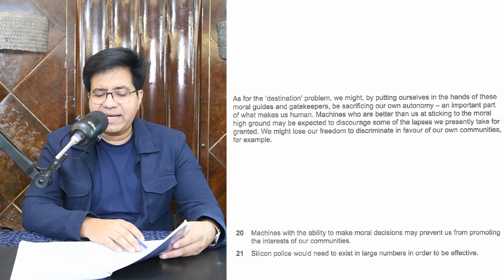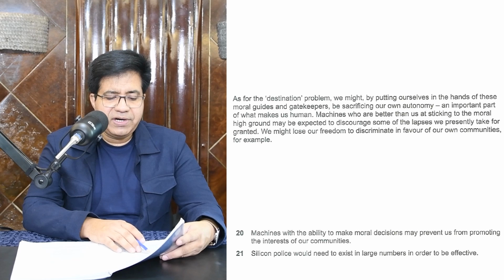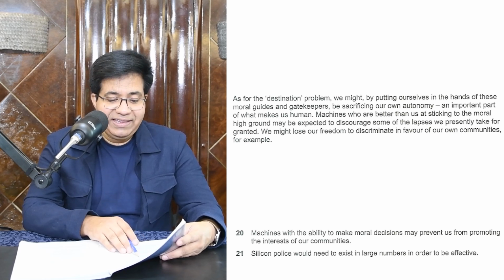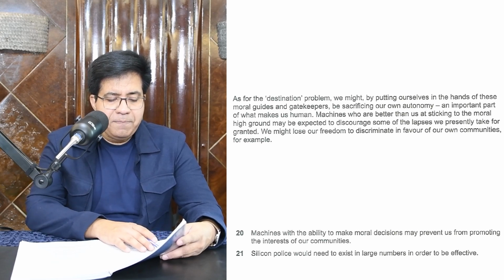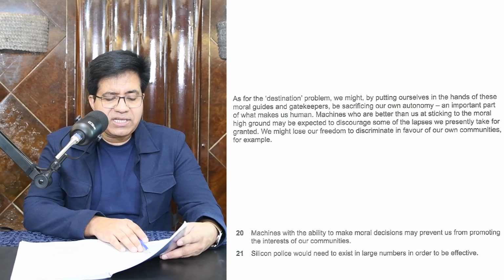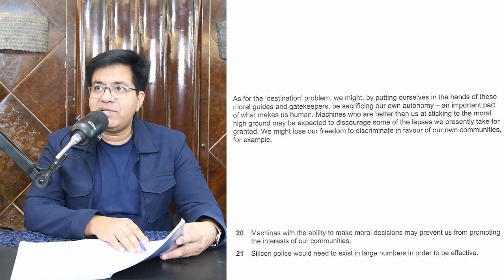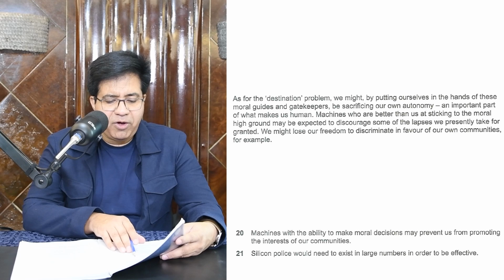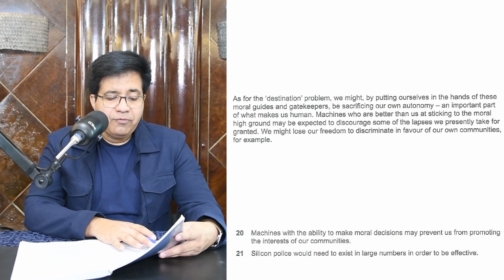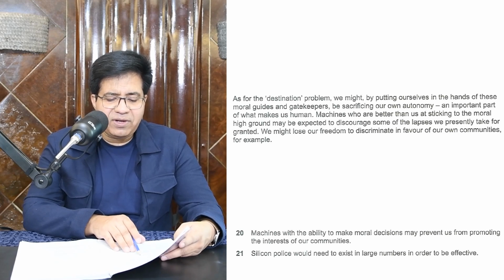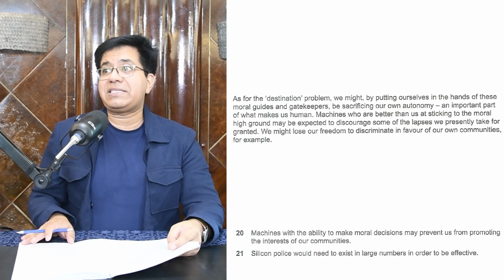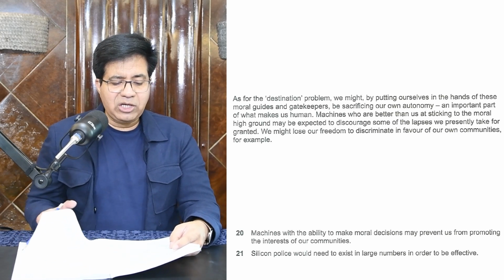We read it from here. Second page, third paragraph, third line. Machines who are better than us at sticking to the moral high grounds may be expected to discourage. To discourage means they will stop. To discourage some of the lapses we presently take for granted, we might lose our freedom to discriminate in favor of our own communities. So, we might lose our freedom.